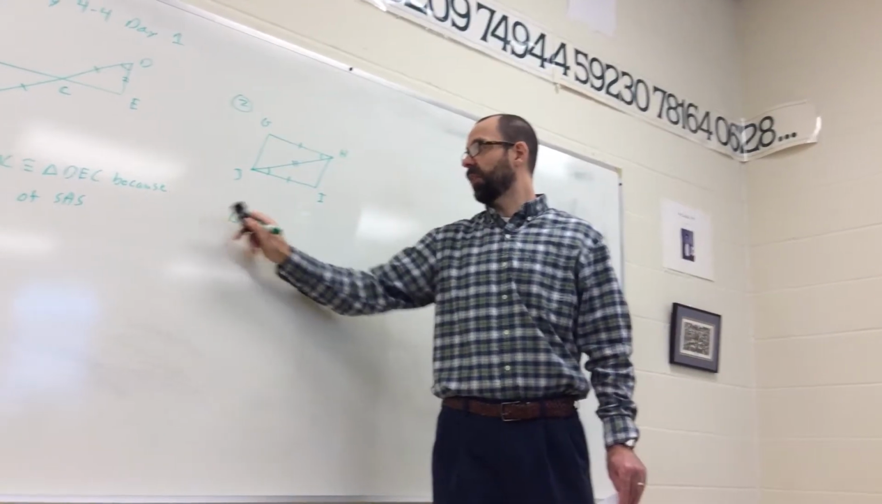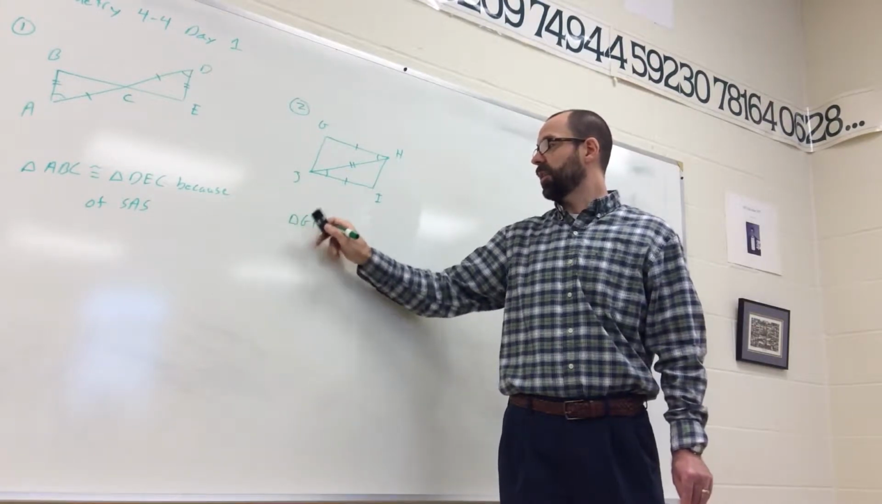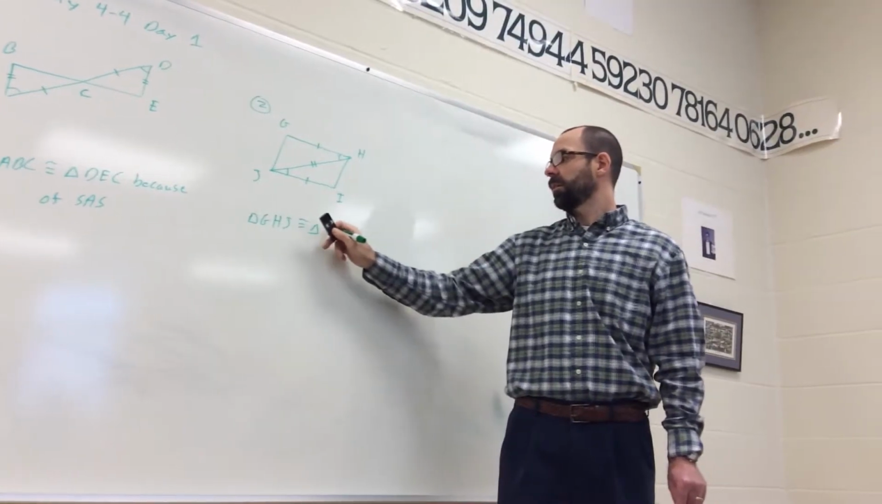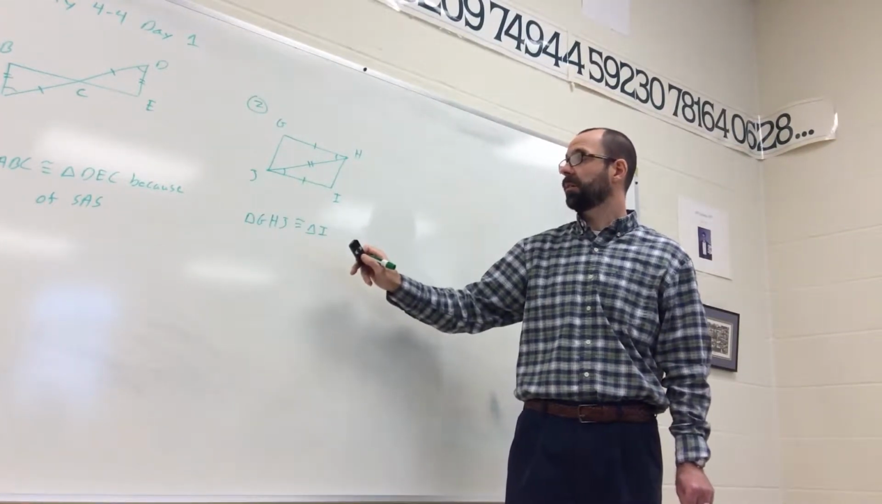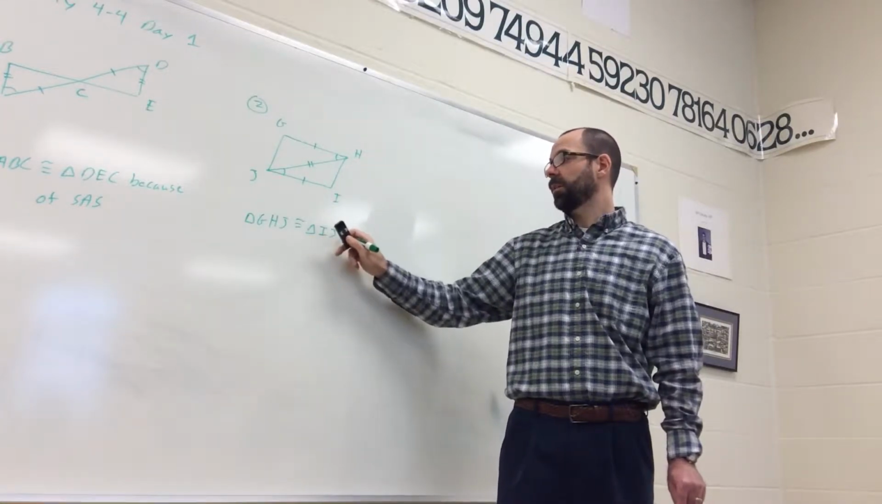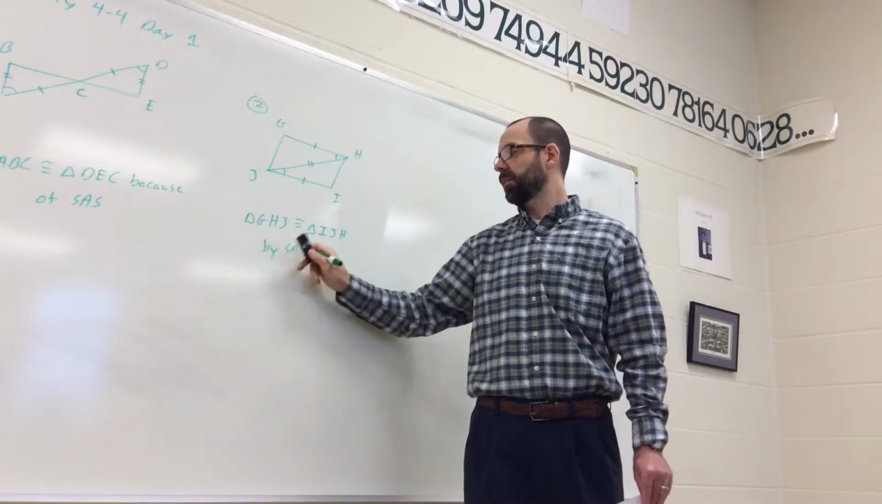So it is true that triangle GHJ is congruent to triangle IJH, side angle side.